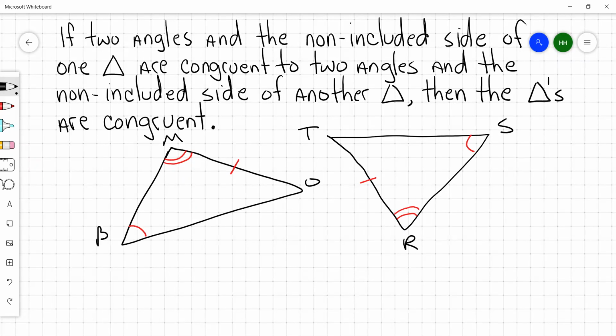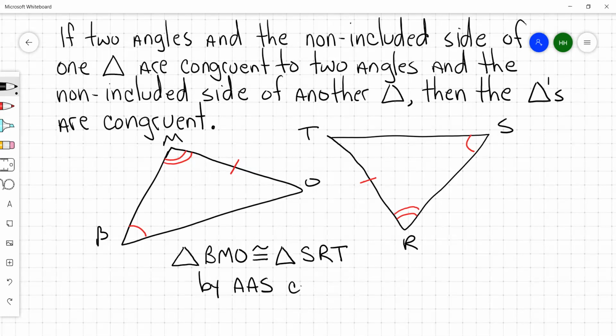Congruent statement would be that triangle BMO is congruent to triangle... What's it congruent to? Triangle who? SRT. By angle, angle, side congruence.